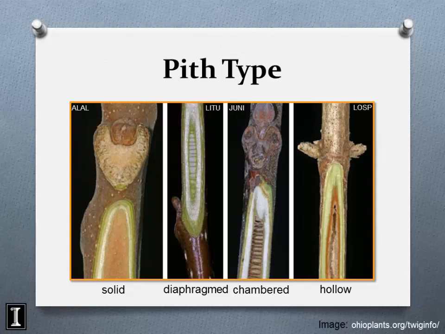All right, solid pith. This is tree of heaven. Hate it, right? Kill it. Solid pith. Yellow poplar, this is diaphragmed. You can see those horizontal partitions, but it's still solid. The buddy over here, chambered, this is black walnut. You've got those horizontal partitions, but it's hollow inside. And this is completely hollow, nothing. That's our bush honeysuckle. Ugh, terrible stuff.